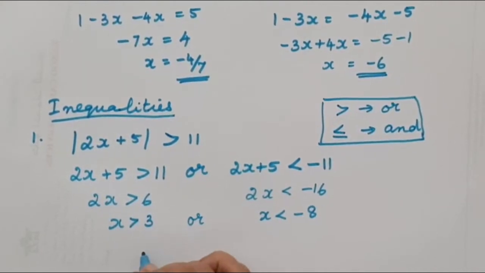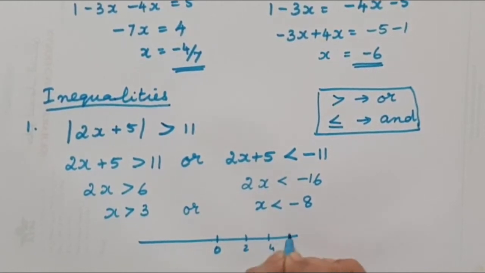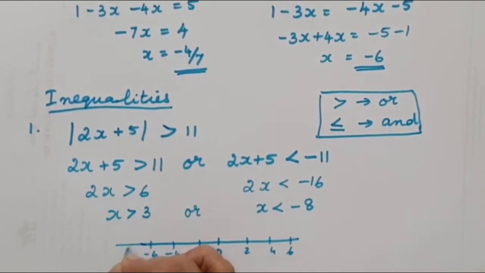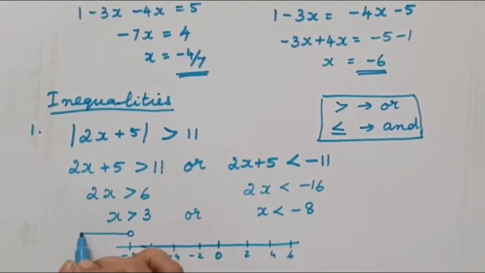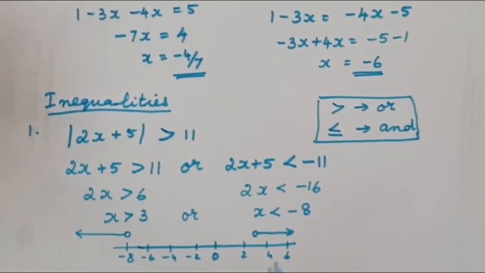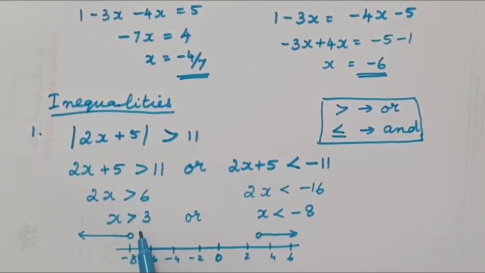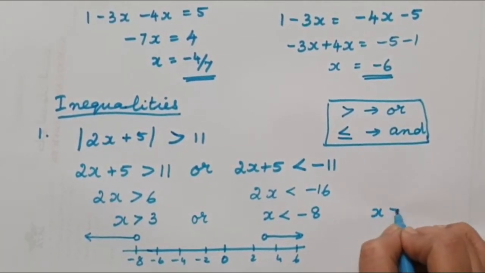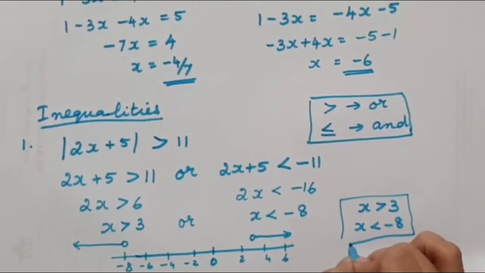See, when we put these values on the number line, that is 0 over here, 2, 4, 6, and if I write negative 2, negative 4, negative 6 and negative 8. So x is less than negative 8, and x is greater than 3. So 3 is over here. These two inequalities don't intersect with each other. So our solution is x is greater than 3 or x is less than minus 8. This is our solution. Now the second one.